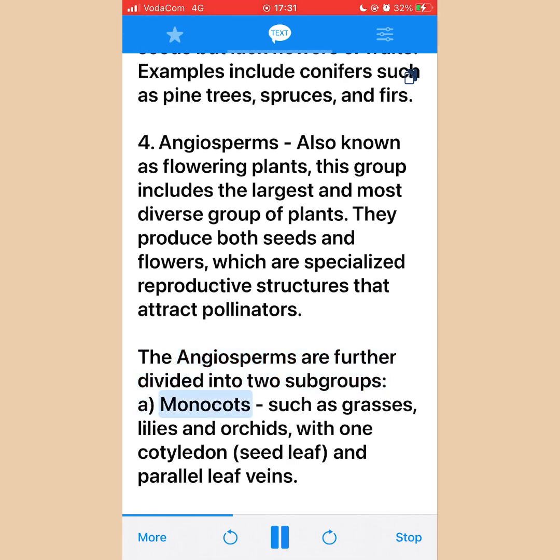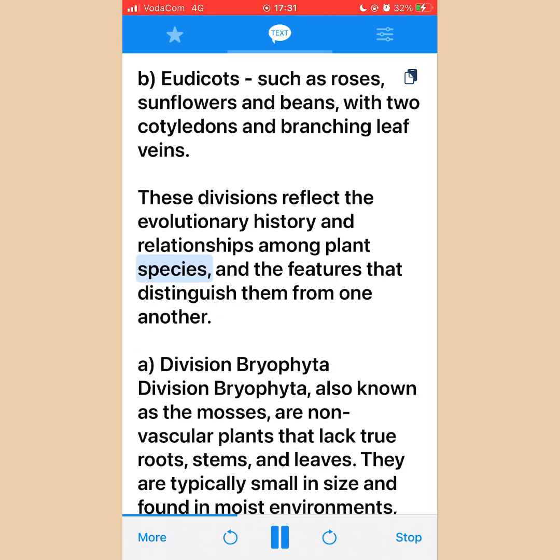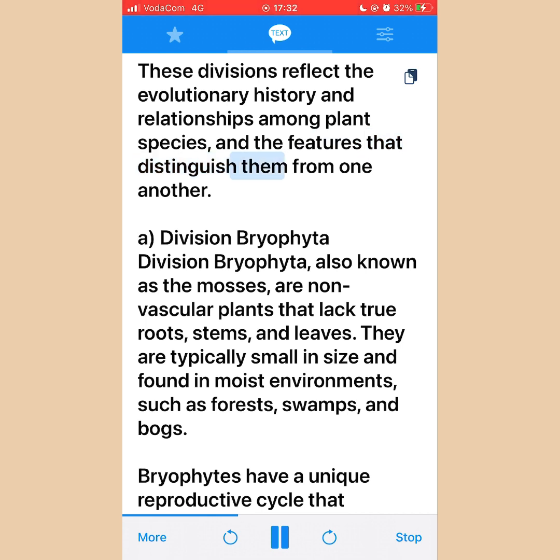A. Monocots, such as grasses, lilies and orchids, with one cotyledon (seed leaf) and parallel leaf veins. B. Eudicots, such as roses, sunflowers and beans, with two cotyledons and branching leaf veins. These divisions reflect the evolutionary history and relationships among plant species, and the features that distinguish them from one another.